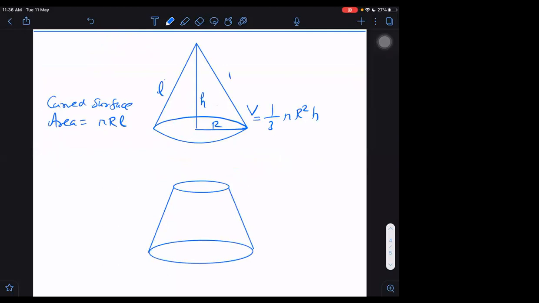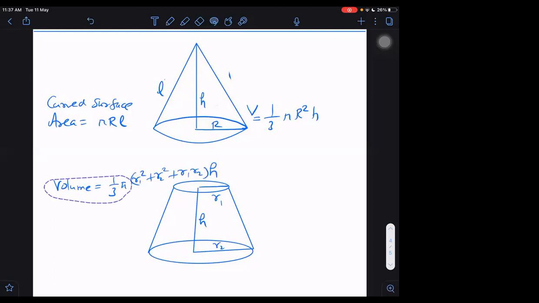Volume of frustum will be 1 by 3 pi (r1 square h plus r2 square h plus r1 r2 h). This volume is equal to 1 by 3 pi (r1 square plus r2 square plus r1 r2) into h. Volume of frustum.